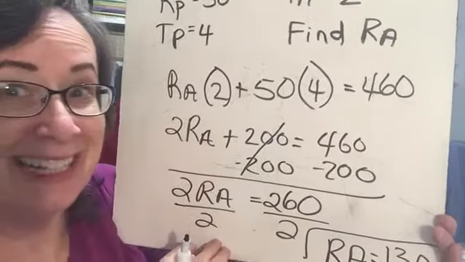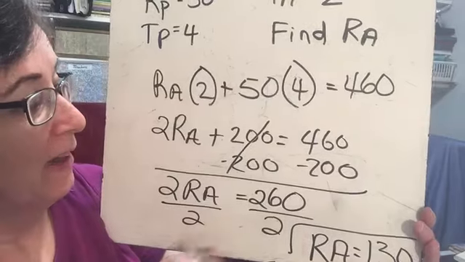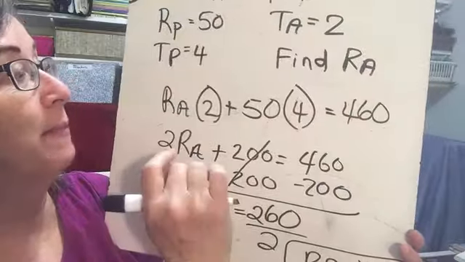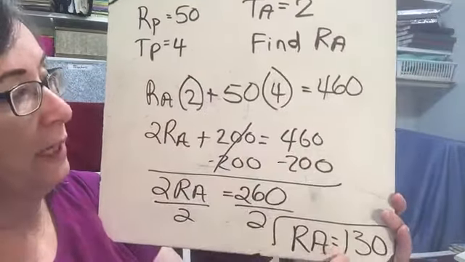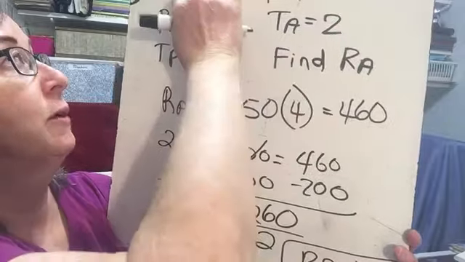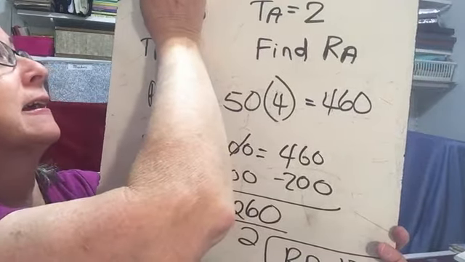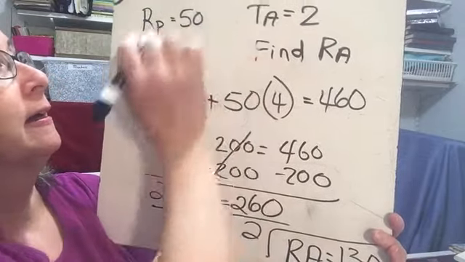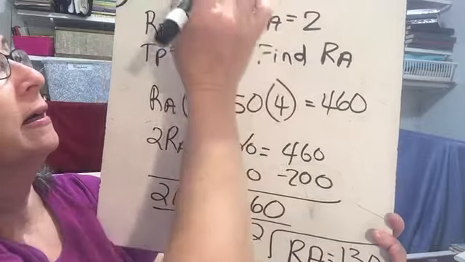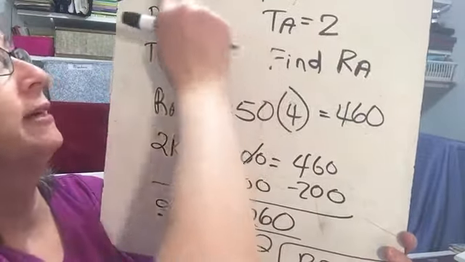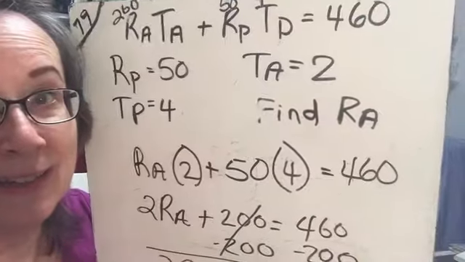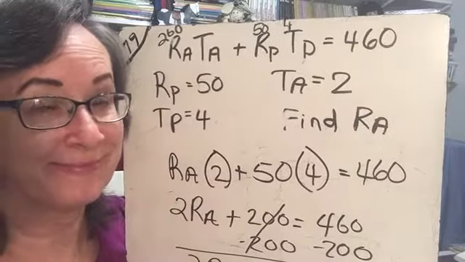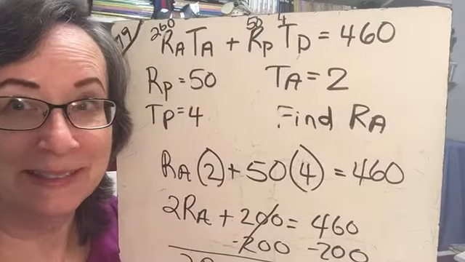Now, let's check. We haven't checked. R sub a is 130. So R sub a times T sub a, which was 2, so 130 times 2 is 260. And then R sub p is 50, T sub p is 4. 50 times 4 is 200. 200 added to the 260 is 460. And it works. I love it when it works.